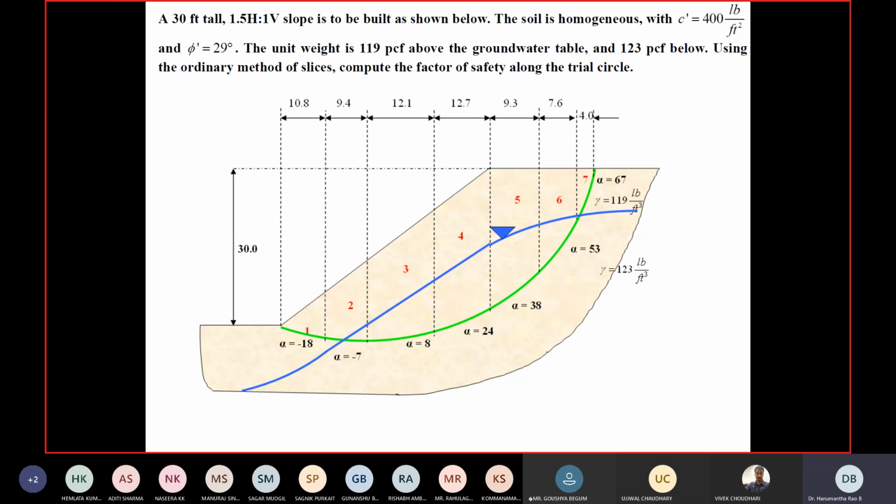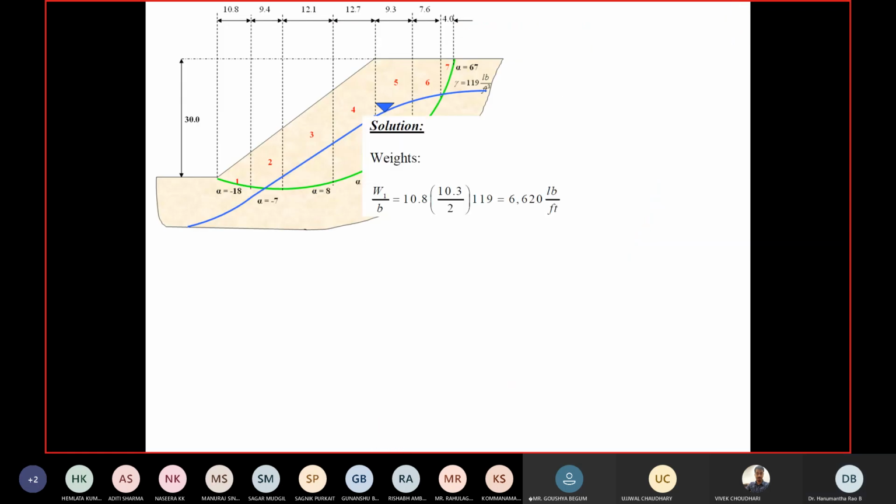So either you can calculate the analytical way, based on the geometry, given the alpha value or something, or try to reproduce the entire slope on the graph paper and calculate the area. Once the area is known and the density of the soil is known, multiply the area with the density, and what you will get is the weight of the component. Okay. So this is how they have done it.